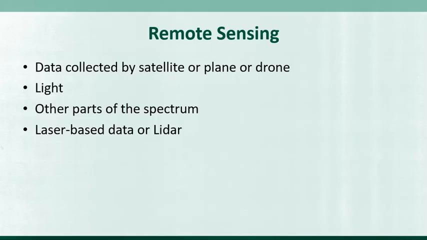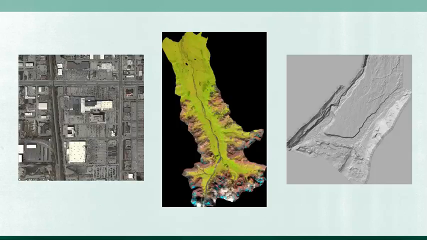In addition to mapping data, geographers also use data that are remotely sensed. Remotely sensed data are data that have been collected either by a satellite or by a plane or by a drone these days. Sometimes the data that's collected is light, in other words, a photograph. But other parts of the spectrum are also collected as well. And increasingly, geographers and cartographers are using laser-based data, or what's called LIDAR, to create very fine images of the surface of the Earth, as well as study things like vegetation and buildings.